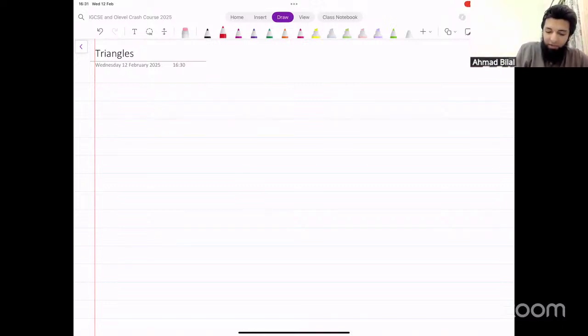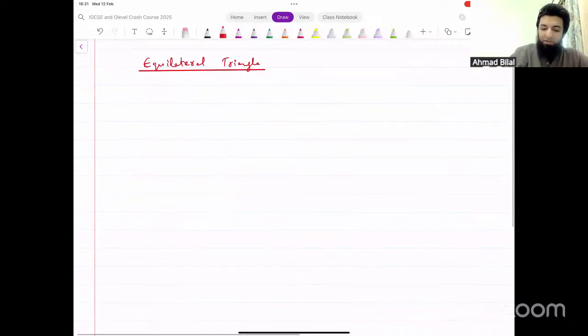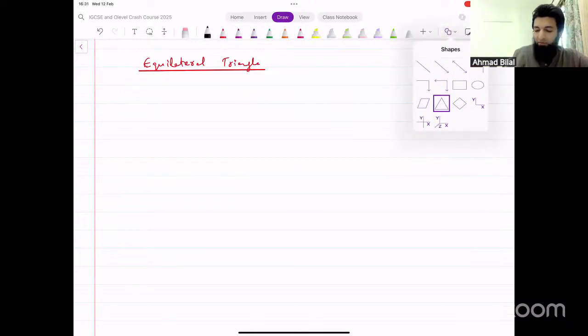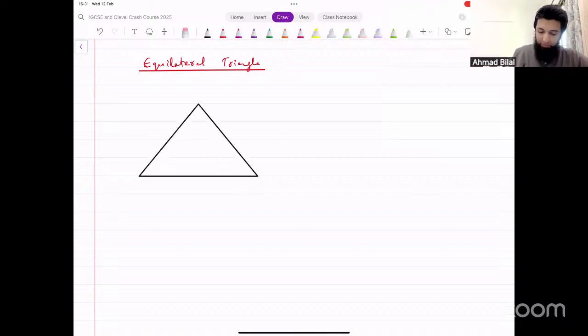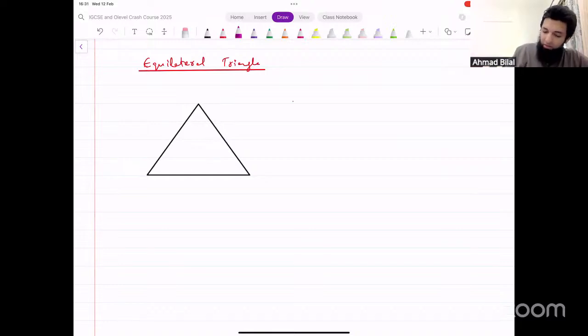Number one, we have a triangle that we call an equilateral triangle. What is an equilateral triangle? It's a triangle that has all sides equal and all angles equal as well. So in an equilateral triangle, all sides and all angles have to be equal to each other. It could be a triangle that looks something like this. It will always have all sides equal, and it will always have all angles equal.